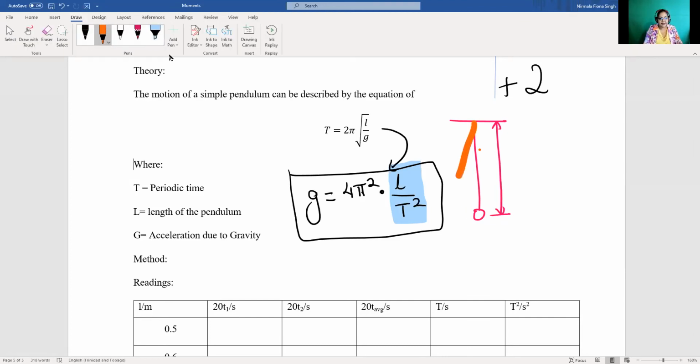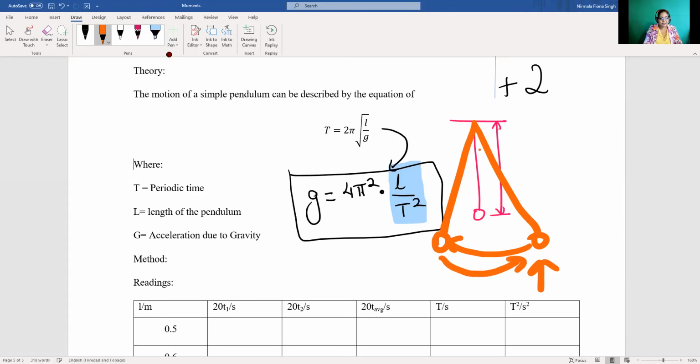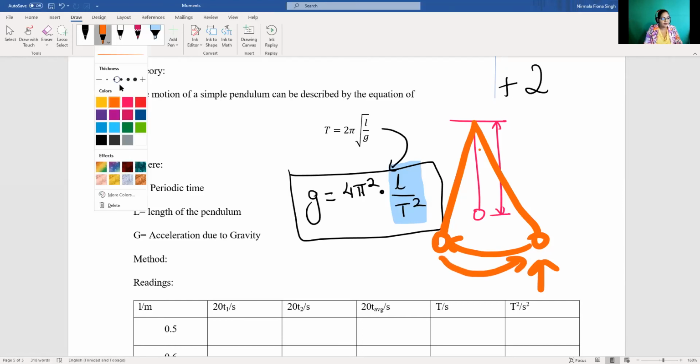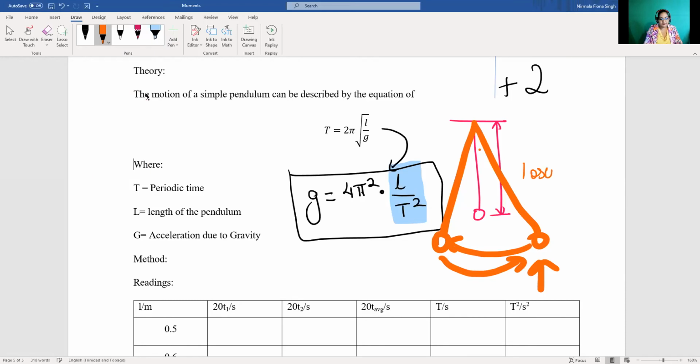That is the time it takes to go, if you start here, forward and back to you. That is what I call one oscillation. So you are going to let it swing 20 times back and forth. Take the time it takes to swing 20 times back and forth.